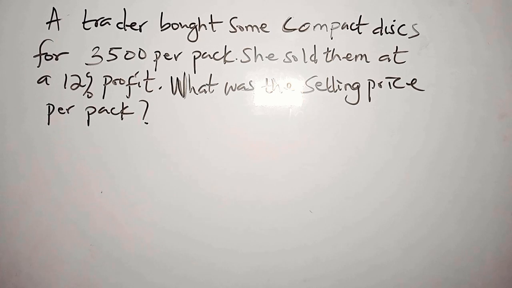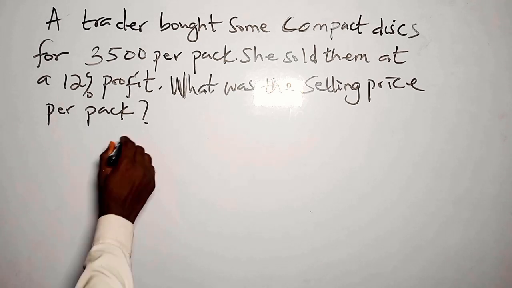The question says a trader bought some compact discs for 3,500 per pack. She sold them at a 12% profit. What was the selling price per pack? How do we do this? Solution.